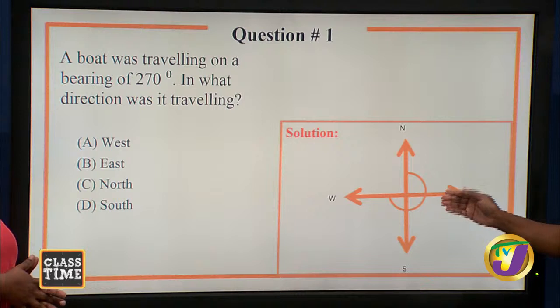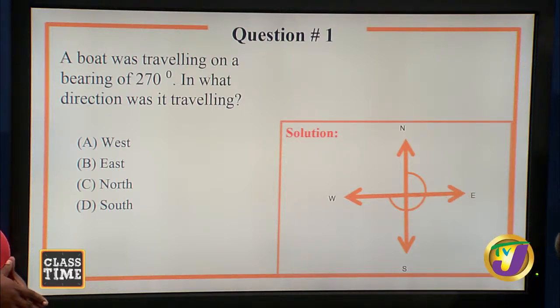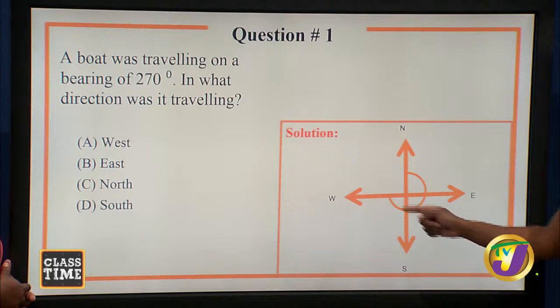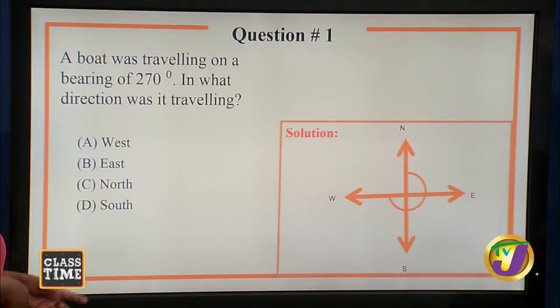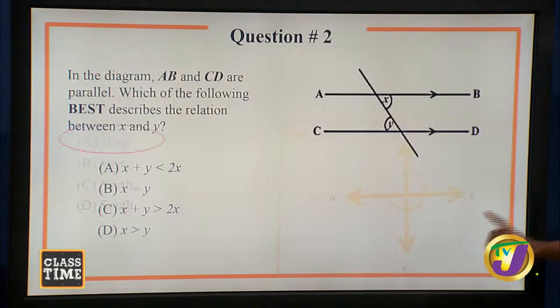The 90, another 90 degrees added to another 90 degrees, gives 270 degrees from north in a clockwise direction. So that would mean that our answer is A, west. So 270 degrees, in what direction is this traveling? Western direction.